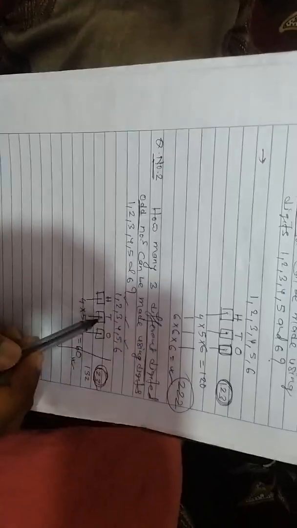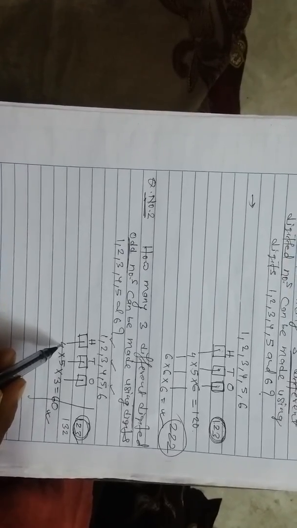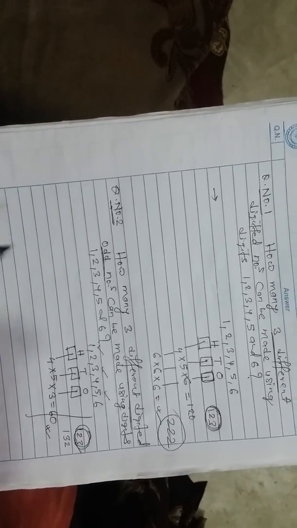numbers. This place can be filled in 5 ways, and again one choice for this place reduces, and you are left with 4 choices. So by the multiplication theorem, the required number of ways becomes 4 multiply 5 equal to 20 multiply 3 equal to 60. Let us move to the third question.